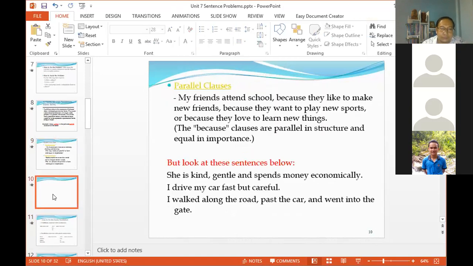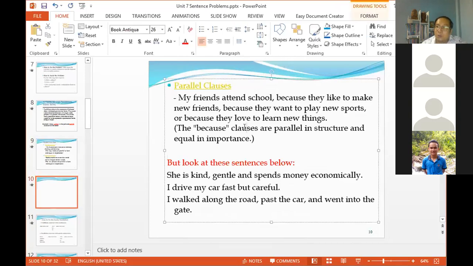Another one: when we use clauses, both sides must be the same kind of clause. For example, my friends attend school because they like to make new friends, because they want to play new sports, or because they love to learn new things. If you want to use clauses, they must be the same. If they are adverb clauses, you have to put the same adverb clause. This is how parallel sentences are used, with the same part of speech.